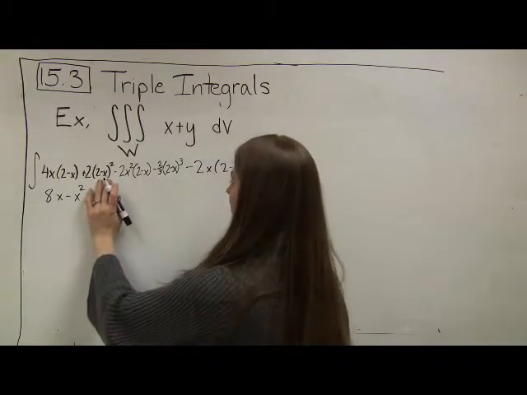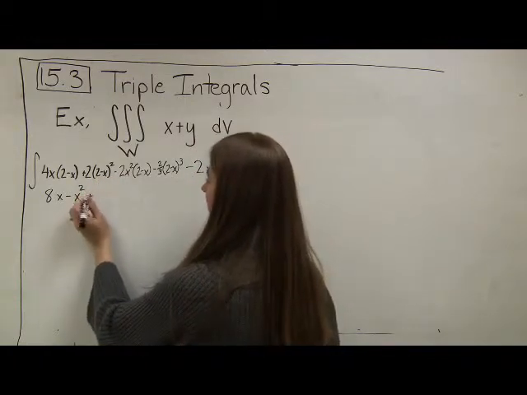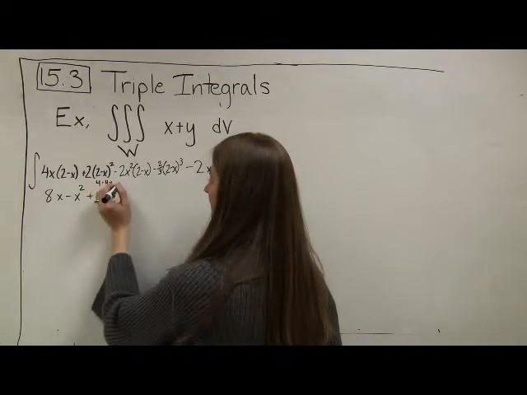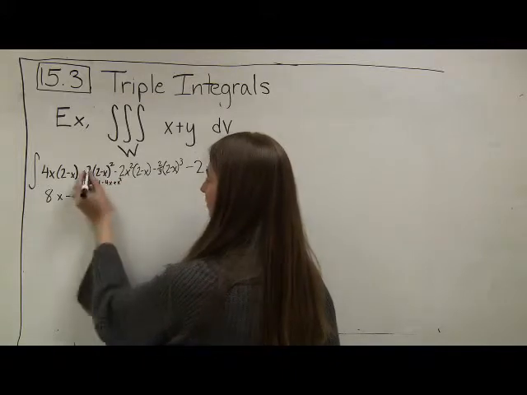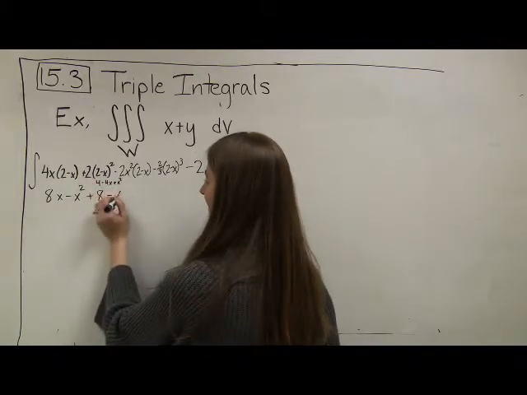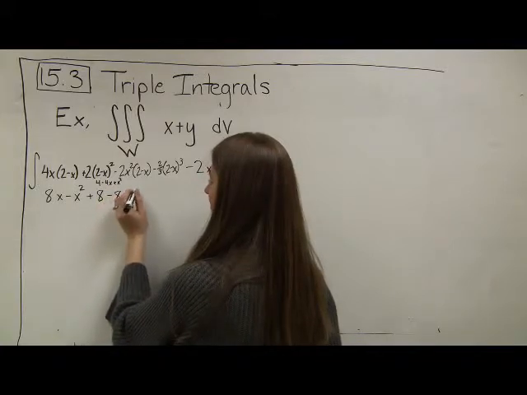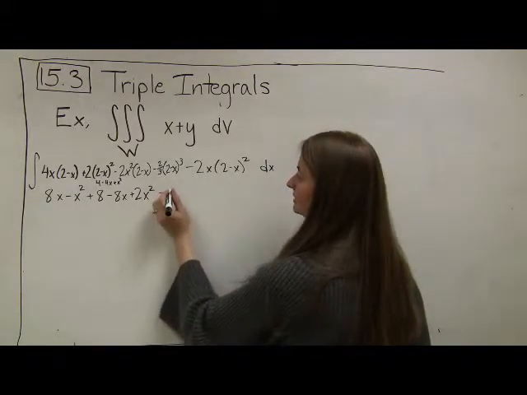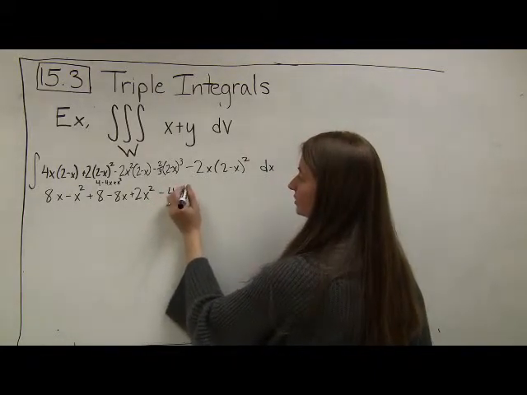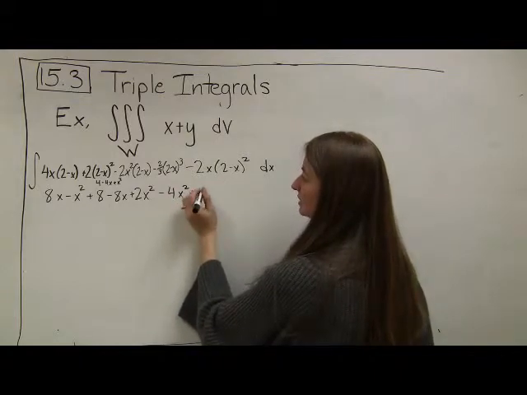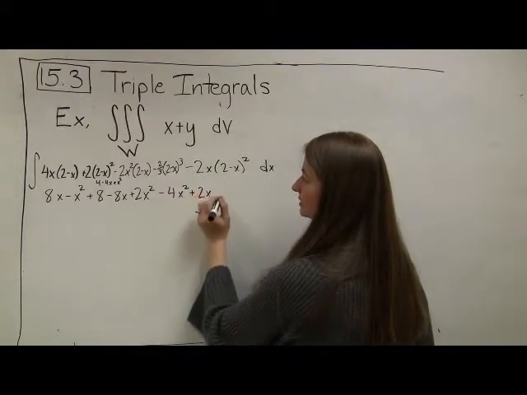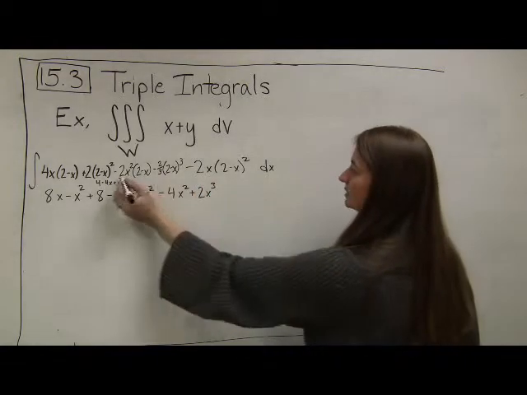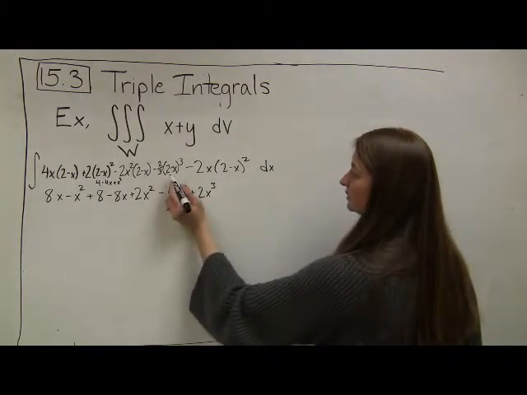I might want to do this. This becomes plus, in my head this was 4 minus 4x plus x squared multiplied by 2 becomes 8 minus 8x plus 2x squared minus 4x squared plus 2x to the third. That was this term. Now this term I have to do in my head again.